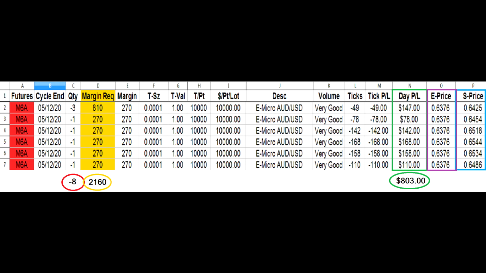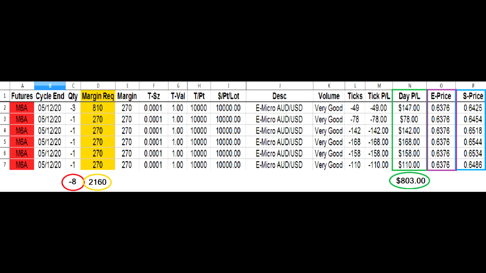Okay. Look at the next line below it. I took on one more contract, a -1. And on the far right of the screen, you'll notice I shorted that one contract at 0.6454. So between line 1 and line 2, the price is coming up, isn't it? It went from 0.6425 to 0.6454. We're dealing with the column all the way to the right of the screen here. Okay, line 1, 0.6425, line 2, 0.6454. So the price is actually going up.